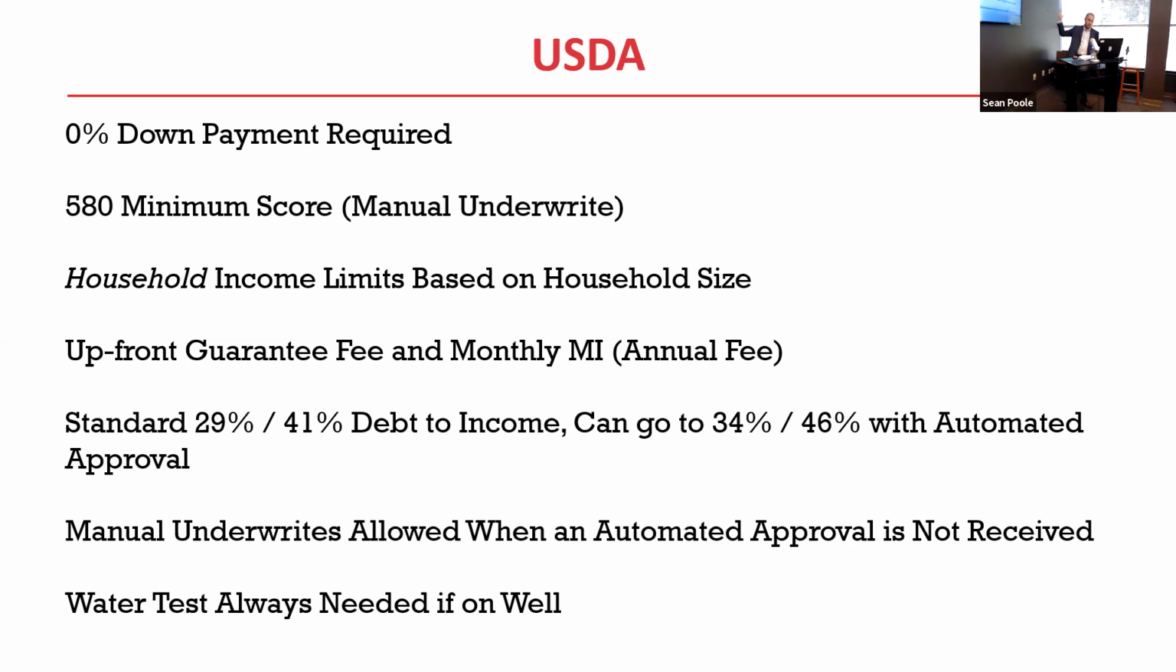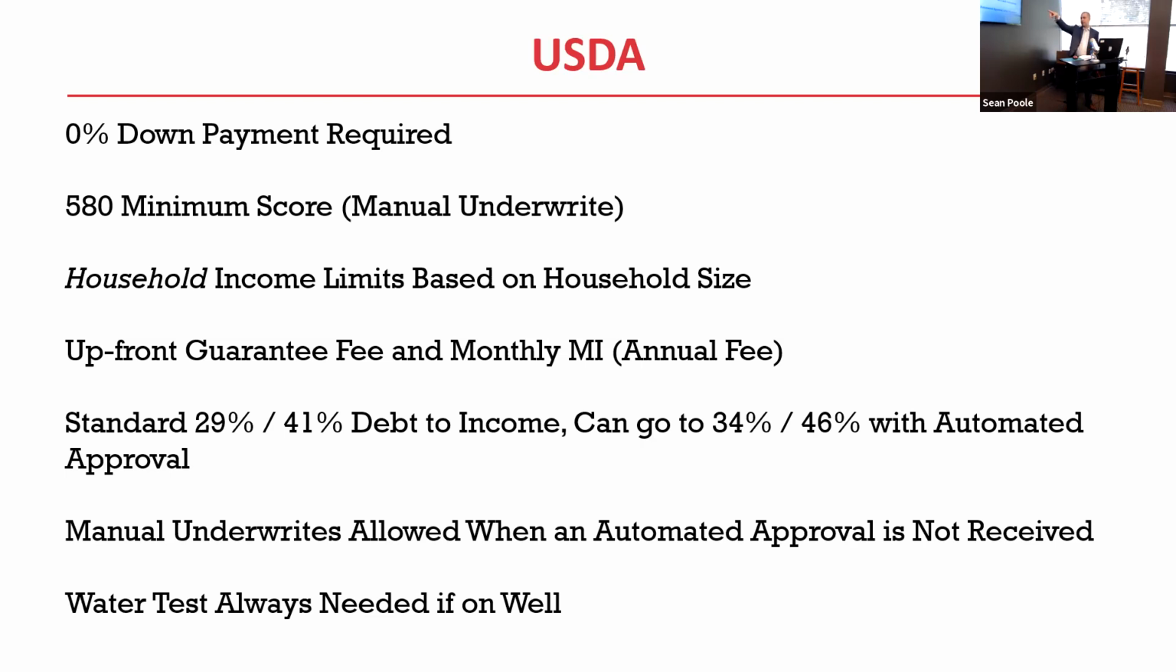If you have an automated approval, you can go up to higher debt to income ratios. I've even seen up to 47% get approved for the automated approval. So it all depends on what the system tells us. But if you don't have the automated approval, we have to go with the lower debt to income ratios, which, if you're talking about someone that doesn't have a lot of income based on household income limits, depending on the price range, can be hard to fit into the standard debt to income ratio, depending on what other debts you have, whether it's car loans, student loans, things like that.